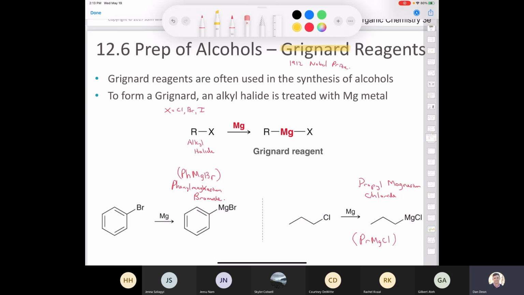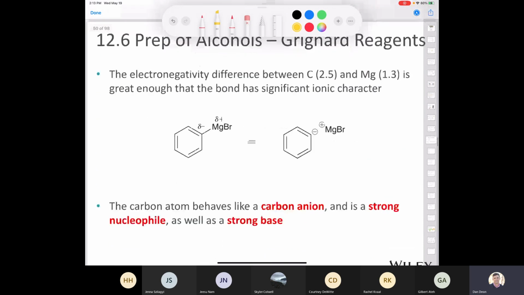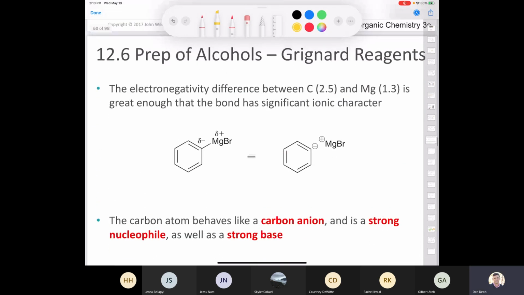Now, something you might notice here is that you have a bond between a carbon and a magnesium. Well, the electronegativity difference between carbon and magnesium is what? It would be 1.2, right? If you calculate the difference in electronegativity, you have 2.5 minus 1.3. So that's 1.2. And if you remember from Organic Chemistry 1, we said that up to a difference in electronegativity of 1.7, that was considered a polar covalent bond. And anything above that was considered ionic.